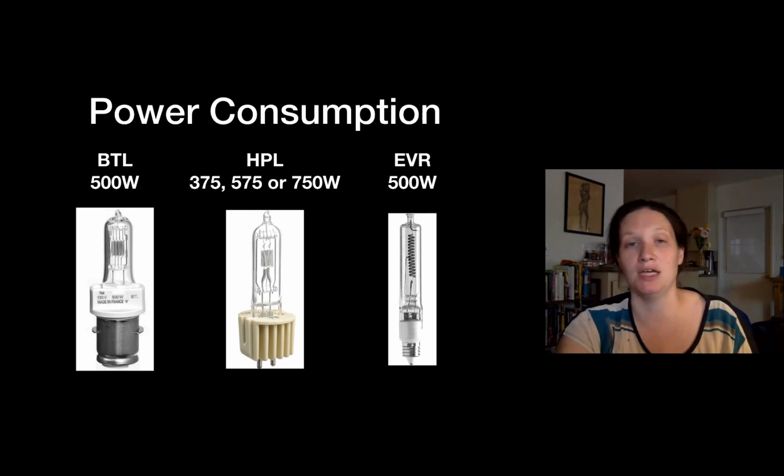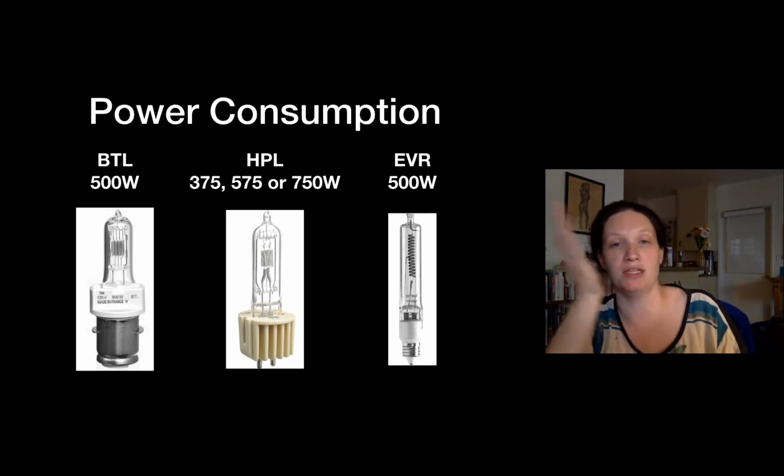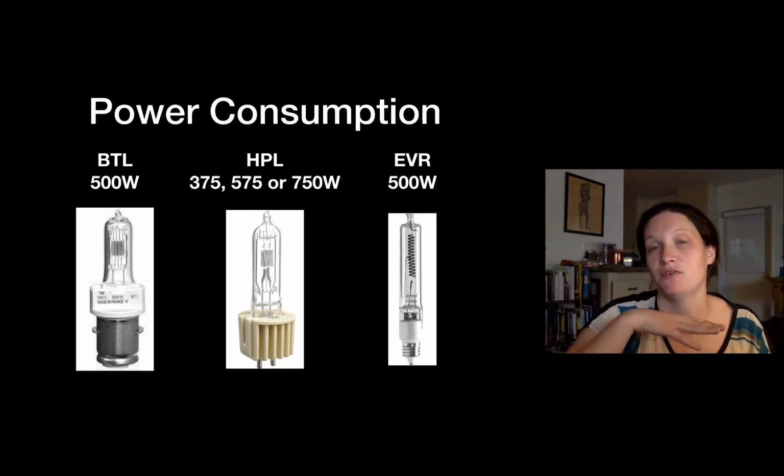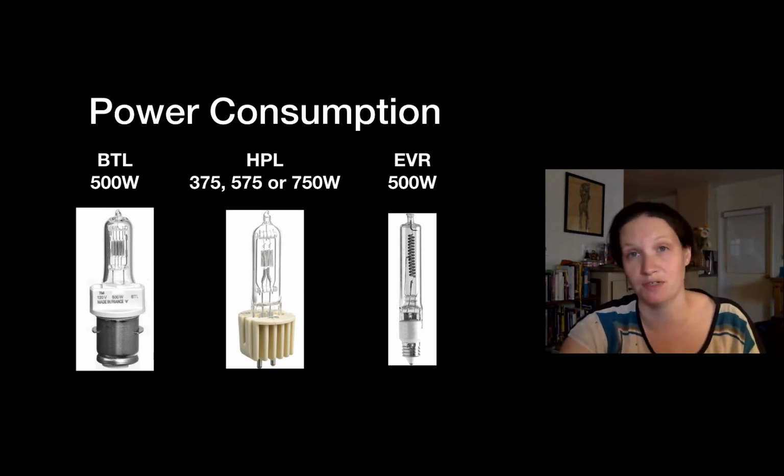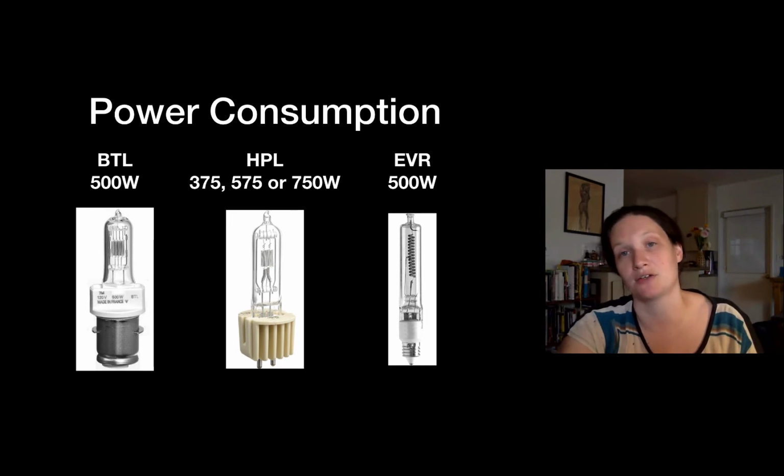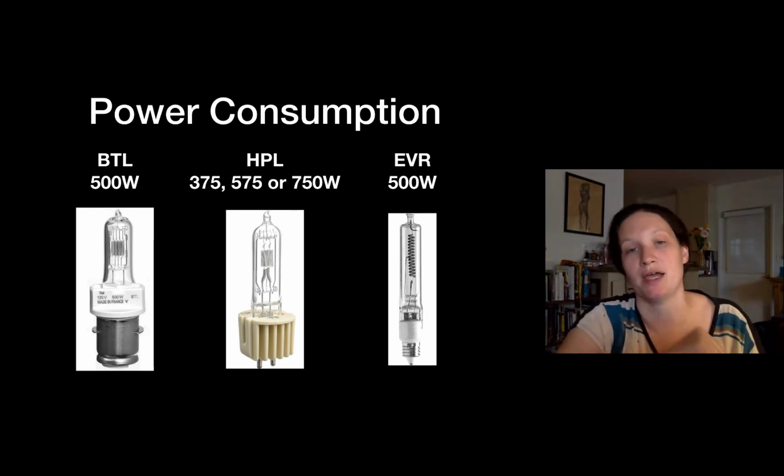That one is going to be 575 in the middle, or 375 if you want it to be less bright, or 750 if you want it to be brighter. And those 750 watt lamps have that 3rd pin to make sure you don't put it in upside down. And then EVR is an example of a theatrical lamp that does have a screw base, okay?